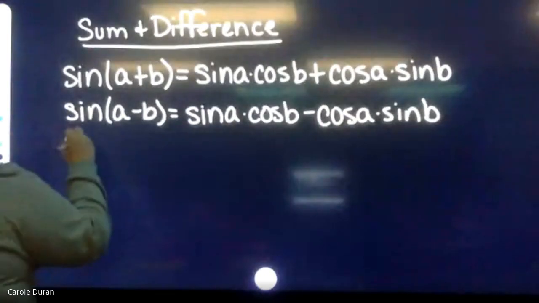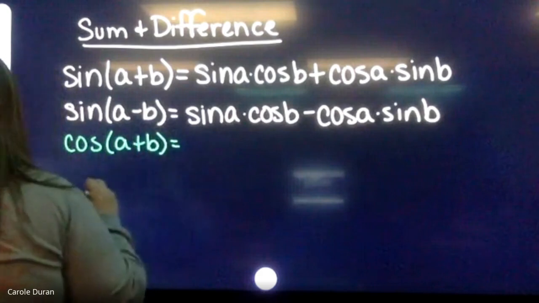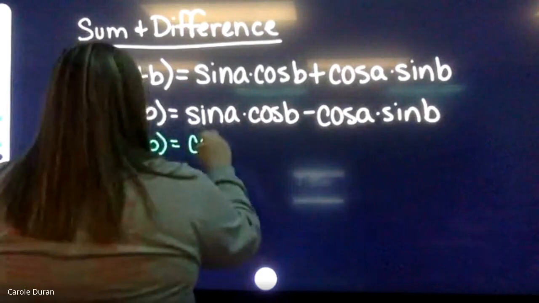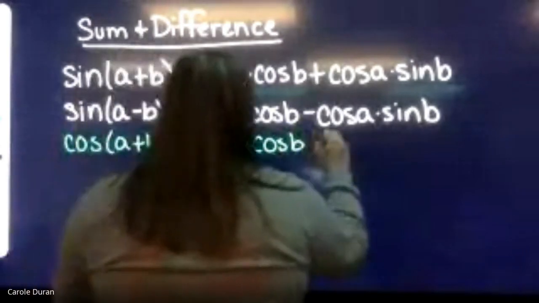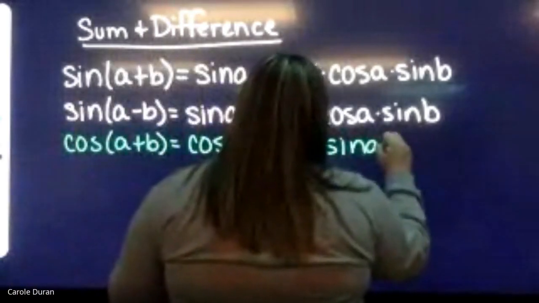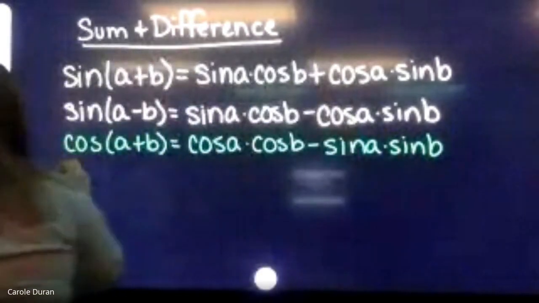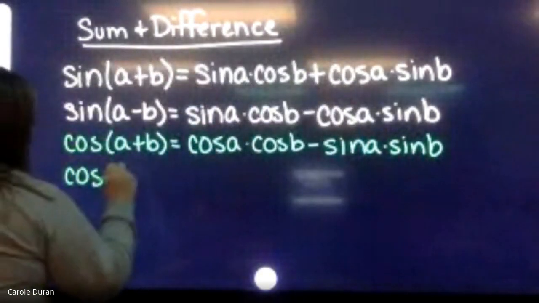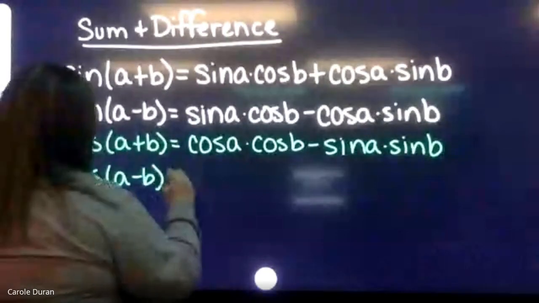Next, we have cosine of A plus B. And this is equal to cosine of angle A times cosine of angle B minus sine of angle A times sine of angle B. And then we have cosine of A minus B, which is very similar, but with addition in between.